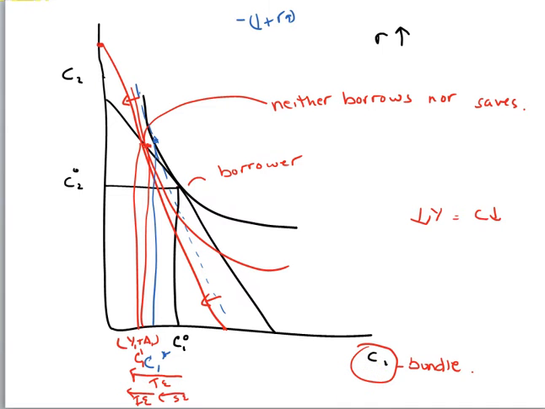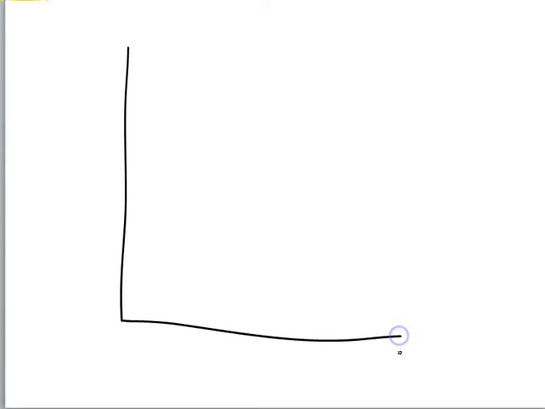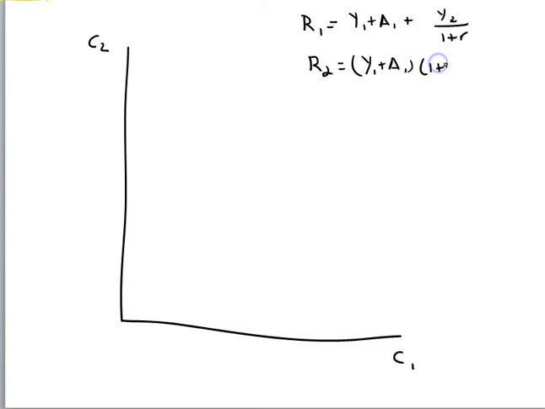What other kind of comparative static can we do? Well, the easiest comparative static, and maybe I should have started there, but I didn't. Remember, R1 equals Y1 plus A1 plus Y2 over (1 plus r), and resources in year 2 are equal to (Y1 plus A1) multiplied by (1 plus r), because if you save, you'll earn interest, plus Y2.